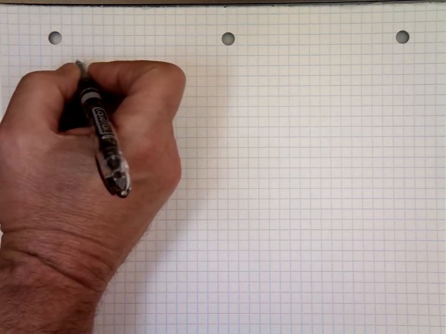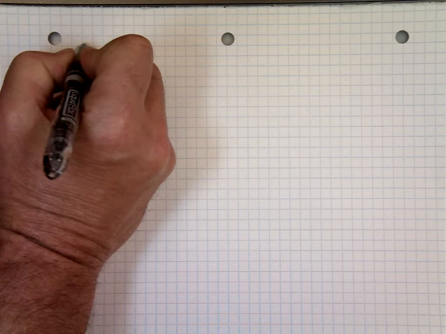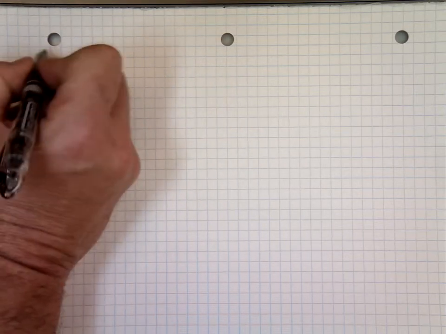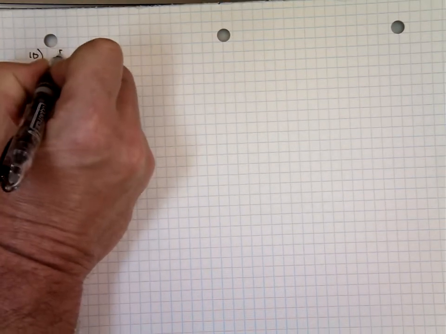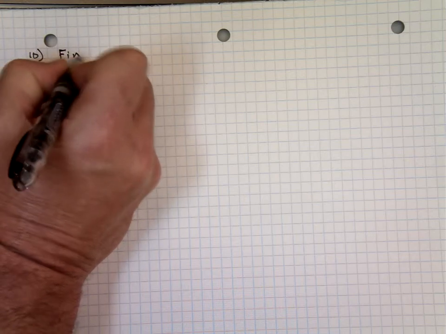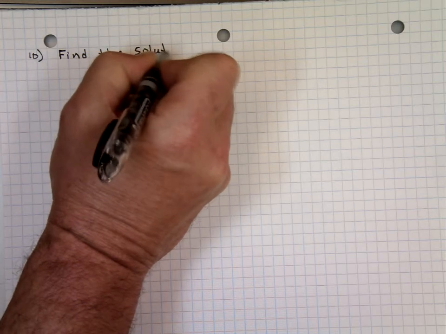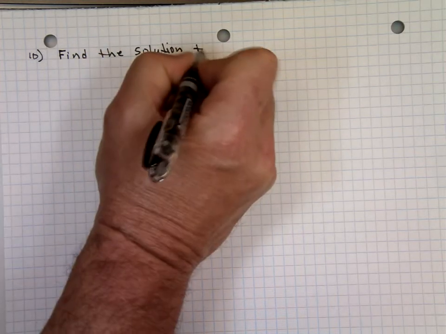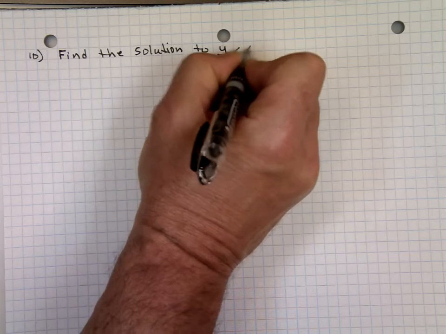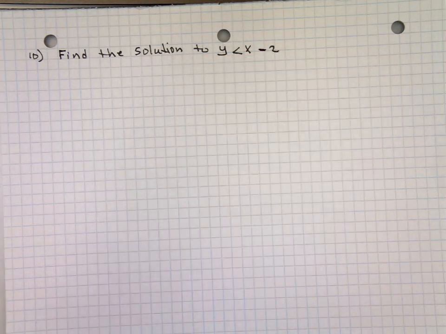I'm giving you, find the solution. Here we go. Question number 10. Find the solution to y is less than x minus 2. Now that's an inequality with two variables. That's when you have to shade, when you have x and y. If you only have x's or y's, that's one dimension, there's no shading. You solve them just like equations.